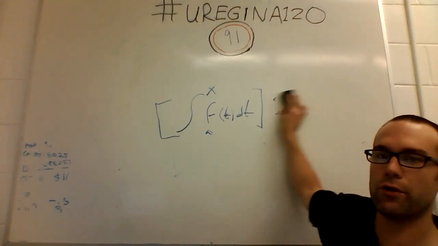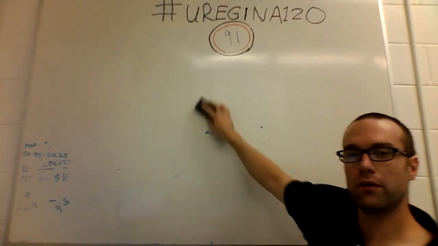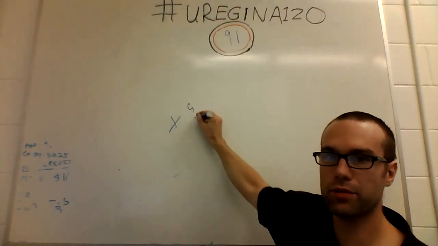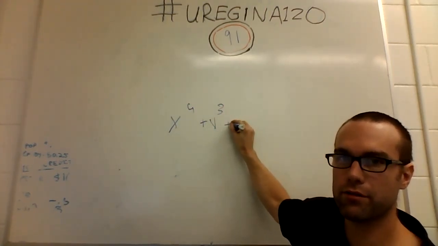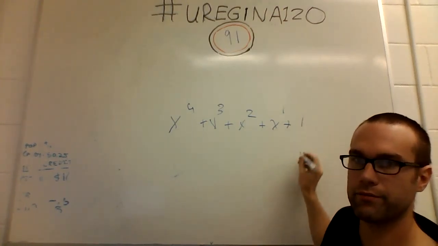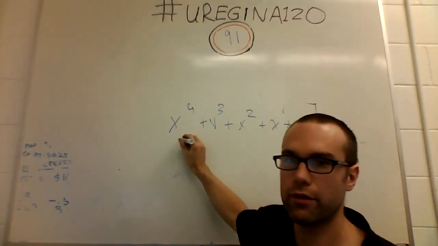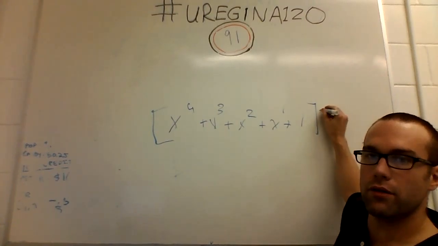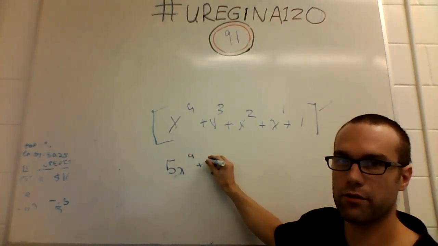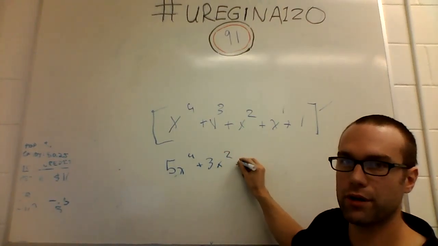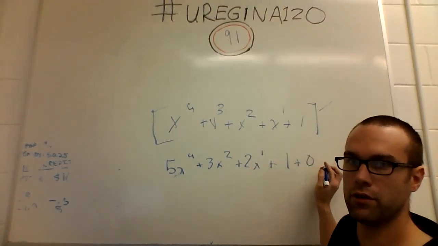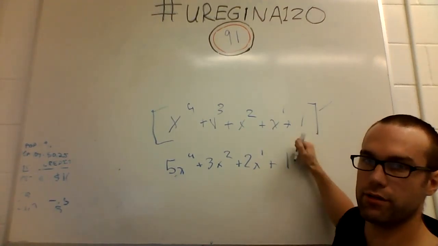Okay, let's do some more examples. So, x^5 plus x^4 plus x^3 plus x^2 plus x plus 1. Take the derivative of this whole thing. We've got 5x^4 plus 4x^3 plus 3x^2 plus 2x plus 1 plus 0, which we can just get rid of.